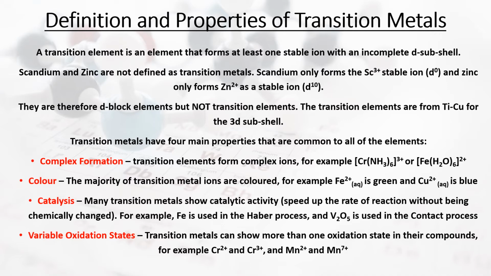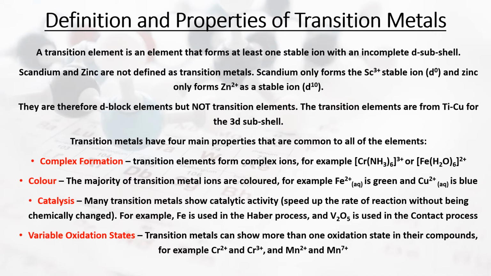And then finally, variable oxidation states. Transition metals can show more than one oxidation state in their compounds. Now this isn't particularly groundbreaking. There are lots of main group elements, such as nitrogen and phosphorus, that tend to show different oxidation states in various different compounds. The key thing with transition metals is that it's so easy to go between different oxidation states.